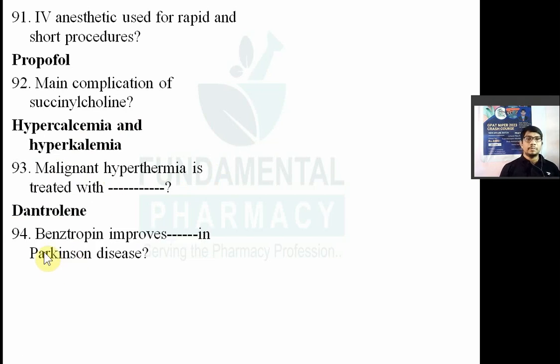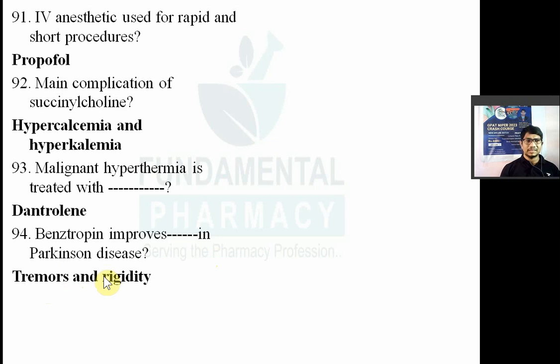Now question number 94. Benztropine improves dash in Parkinson disease. So what is Parkinson disease? Parkinson disease means there is a deficiency of dopamine in the nigrostriatal tract of your brain. Why? Because there is a degeneration of dopaminergic neurons in the brain. It is a neurodegenerative disease. There is affected gait, then sialorrhea, seborrhea, tremors. So these are the symptoms of Parkinsonism. Benztropine improves the rigidity and tremors in Parkinson disease.